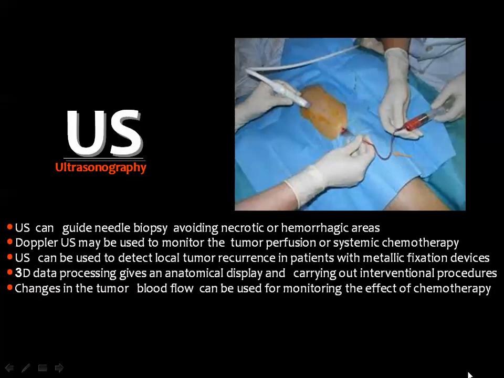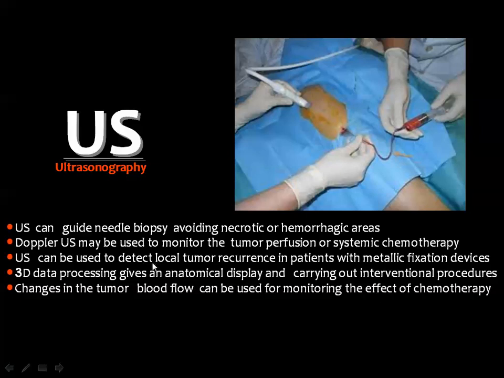Ultrasound can also be used to guide biopsy taking and also to aspirate collections, and many times it can also be used to perfuse some of the chemotherapeutic drugs. Ultrasound and especially the Doppler can monitor the tumor vascularity and its response to systemic chemotherapy.